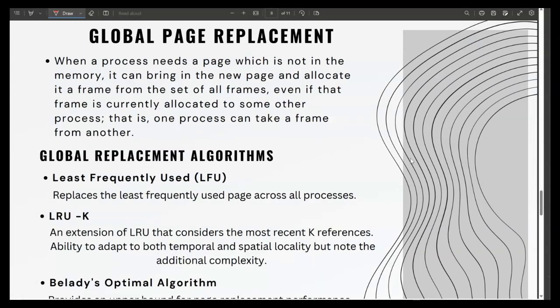Now global page replacement. When a process needs a page which is not in the memory, it can bring in the new page and allocate it a frame from the set of all frames, even if that frame is currently allocated to some other process. That is, one process can take a frame from another.